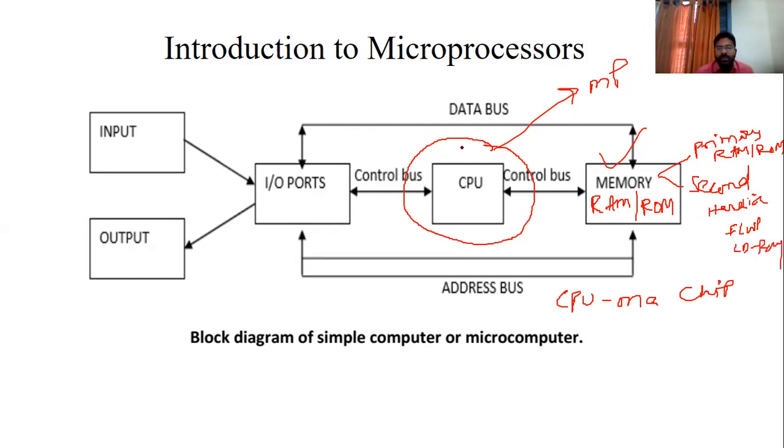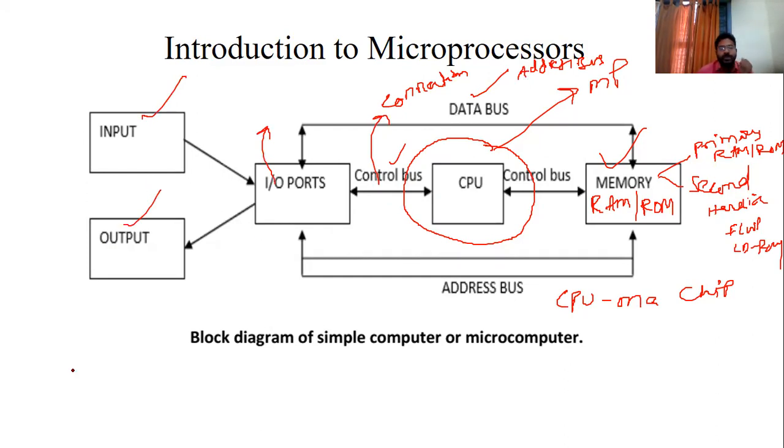We have different types of buses, which means connections: the data bus, the control bus, and the address bus. Then there are the I/O ports or I/O pins. By using these I/O ports, you interface the input as well as the output devices.